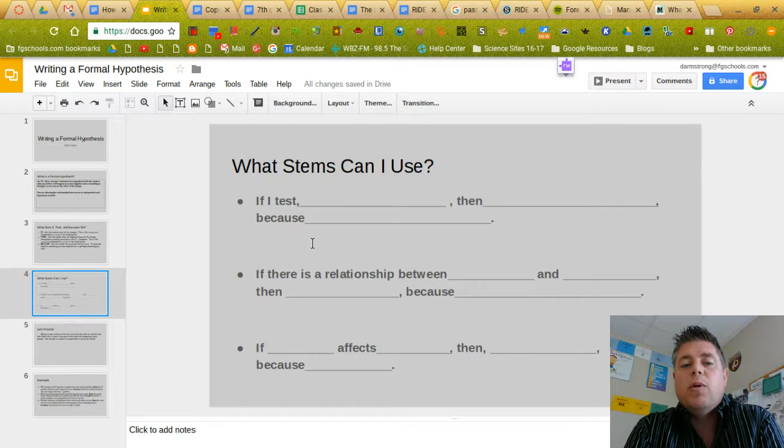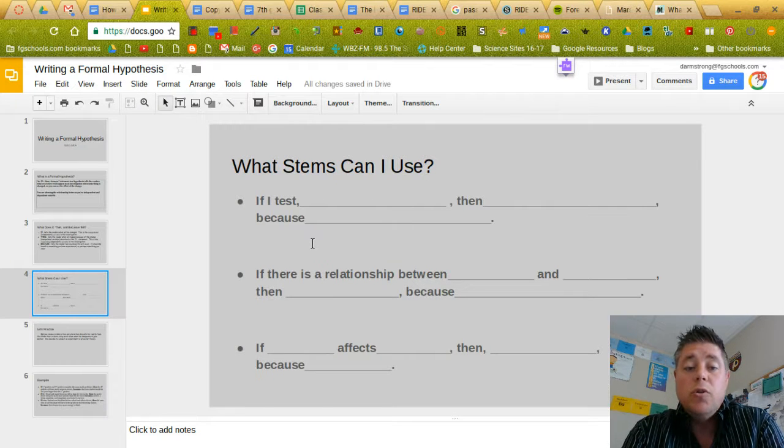If you use the first one, if I test, basically you're telling the reader what it is that you're testing. So in class we talked about how we use Quizlet. So I could test to see how Quizlet impacts student grades. If I test to see how Quizlet impacts student grades, then I would expect their grades to improve. My reasoning is because Quizlet is engaging. Not only does it have the content up there, it tells you what you did right and what you did wrong. It's engaging for you. You enjoy playing the games and seeing how well you did.